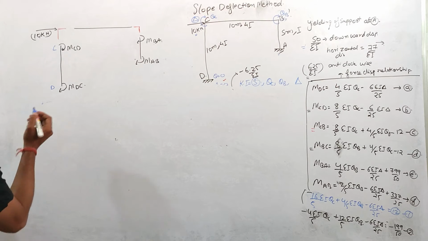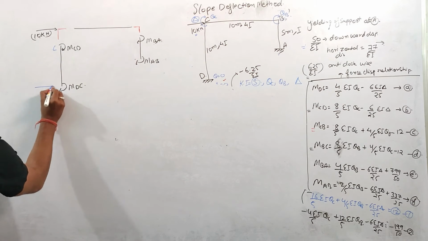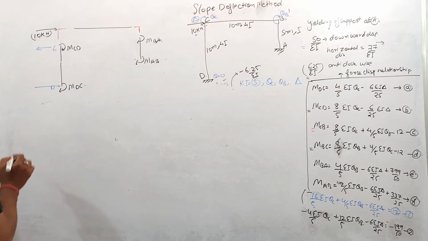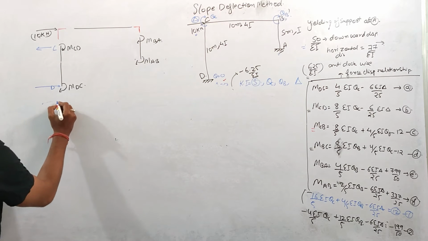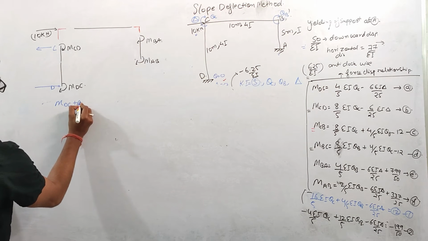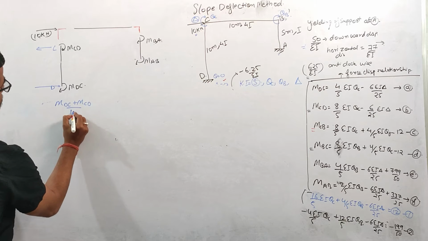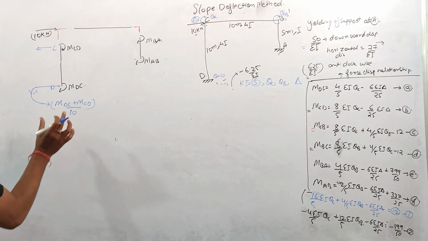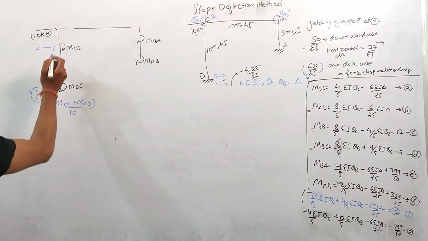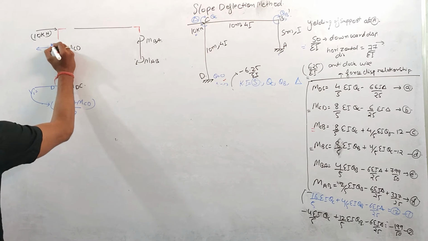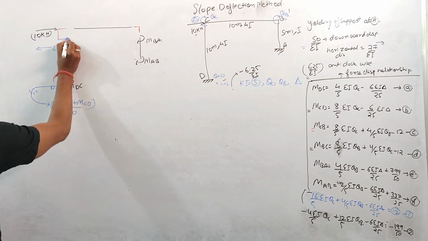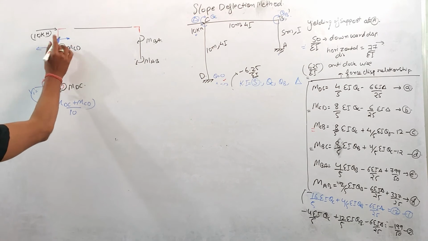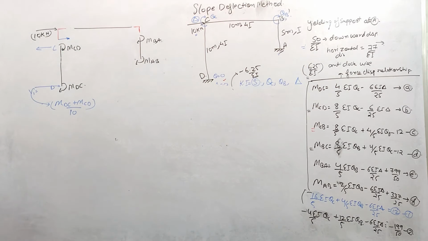So to balance this clockwise moment, we need to have some anti-clockwise couple, and it will act like this. The value will be MDC plus MCD over 10. So let us suppose this is V1 force, and the value of V1 will be MDC plus MCD divided by 10. Opposite to this force V1, a force will act in this direction. The magnitude of these two forces will be the same, but they will act in opposite directions. Okay, right?